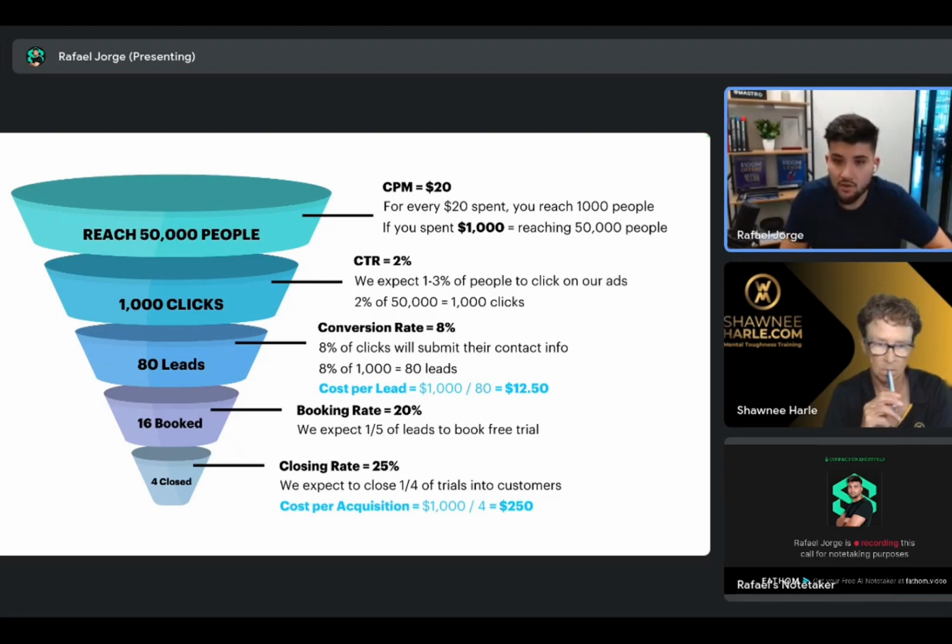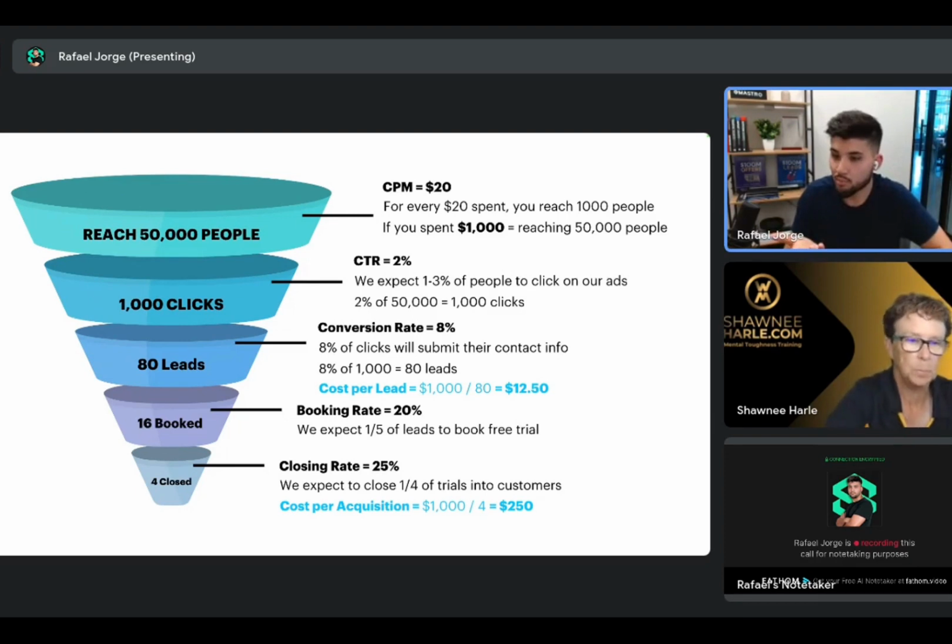And then last, you have the closing rate, which is that not everyone that books an appointment with you will actually become a customer. So when you're dealing with one-on-one sales calls like you are probably doing and I'm doing in my business, you should be aiming for a 15 to 25% closing rate. I think that's a pretty good benchmark right there.